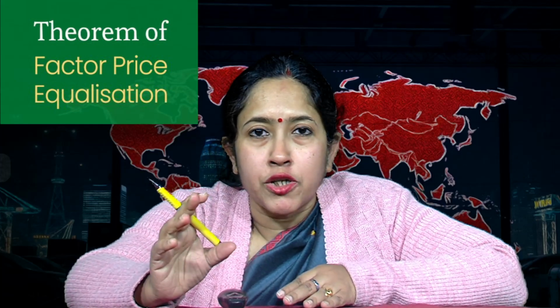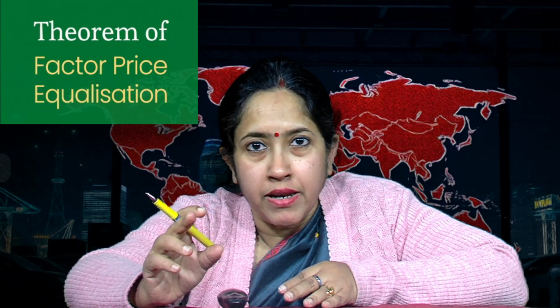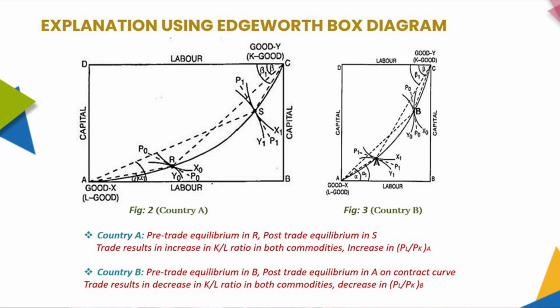Now, for country B, we are showing the Edgeworth box again, A, B, C, D, and AC is the contract curve. The producer's equilibrium is shown at points A and B on this contract curve for country B. As we can see in figure 3, the labor axis is now short. So it means that country B is, as per our assumption, a capital abundant country. Now what happens? The pre-trade equilibrium is at B and the post-trade equilibrium is at point A.